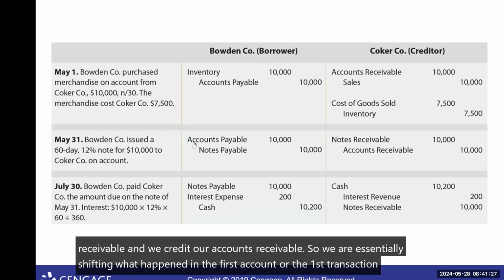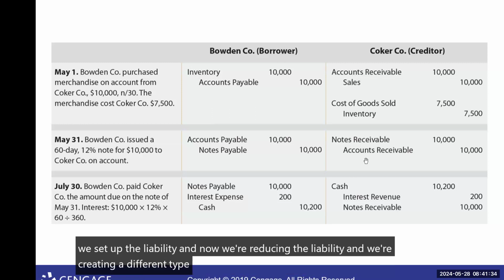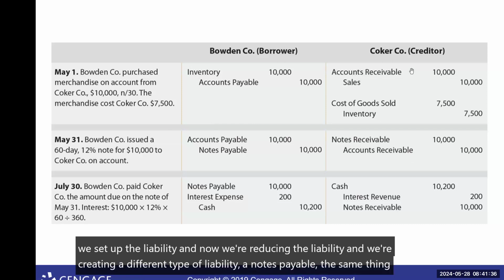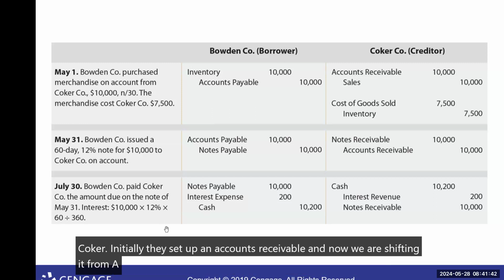We set up the liability and now we're reducing the liability and we're creating a different type of liability, a notes payable. The same thing for Coker. Initially, they set up an accounts receivable, and now we are shifting it from an accounts receivable to a notes receivable.